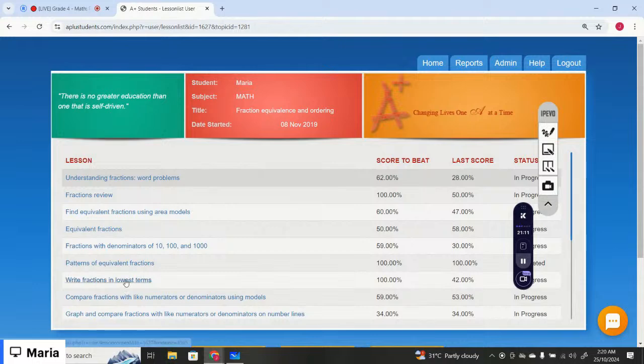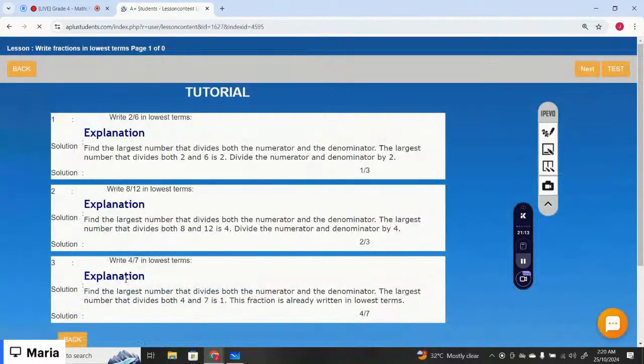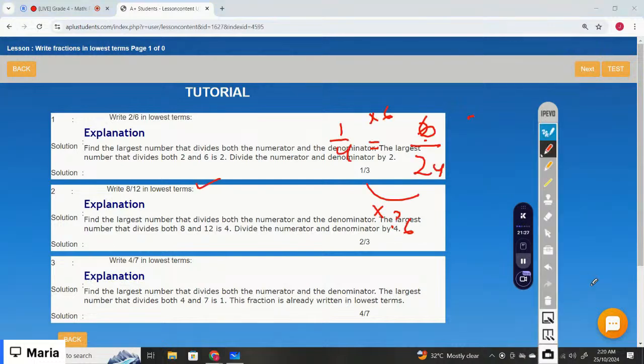Write fractions in lowest term. So let's just see how do we write a fraction in the lowest term, right? Start with the first example, that is 2 by 6. You need to divide both numerator and denominator by the largest number that can divide both numerator and denominator, right?